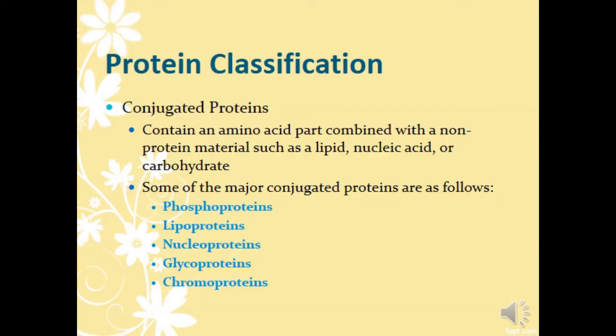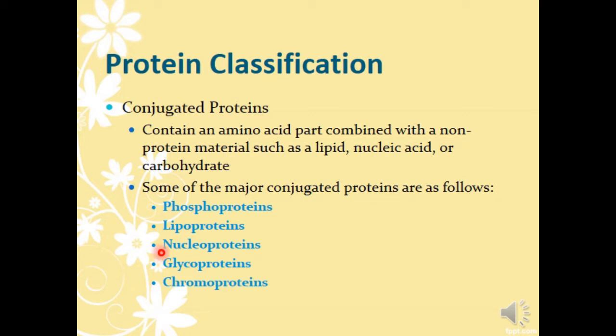Now, what are conjugated proteins? Conjugated proteins are when the amino acid part of a protein is combined with a non-protein material such as lipid, nucleic acid, or carbohydrate. The major examples of conjugated proteins include phosphoproteins. So based on the name, phosphoproteins, the non-protein material is phosphate. Second is lipoproteins. So the non-protein material is lipid.